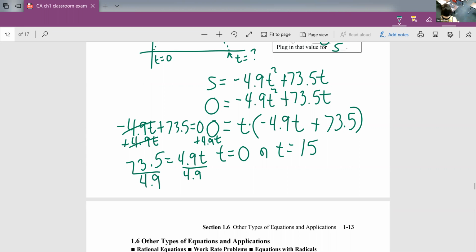Now, stop and think for a minute. What was the question they asked us to find? What would be the time that this thing returns to the ground? Would T equals 0 make sense? Because why? I haven't shot it off yet when T equals 0. It's still on the ground because I haven't shot it into the air. So that's before I shoot it. T equals 15 seconds is when it returns to the ground.